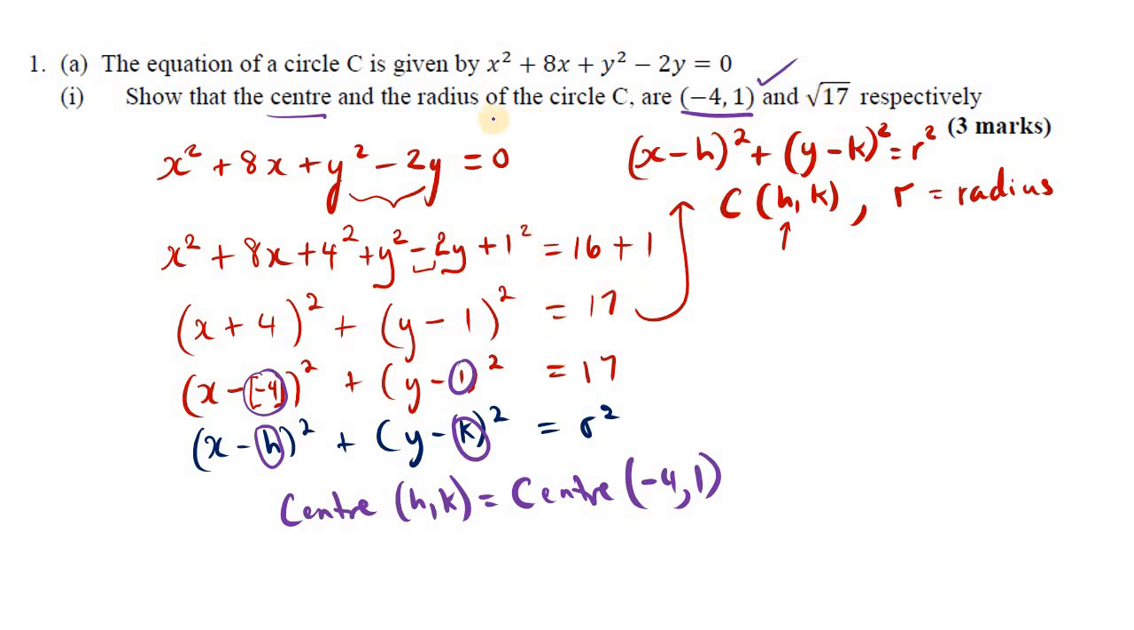And in terms of the radius of the circle, see, the radius, right, we know this is r squared here, equal r squared. So r squared is equal to 17, right? So we can clearly see that r squared is equal to 17. And if we want to find r, we're going to square root both sides. So r is the square root of 17. All right, 3 marks.